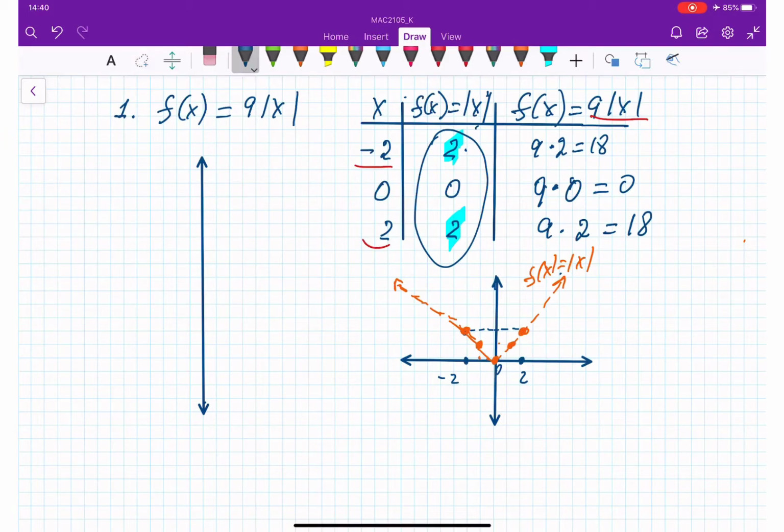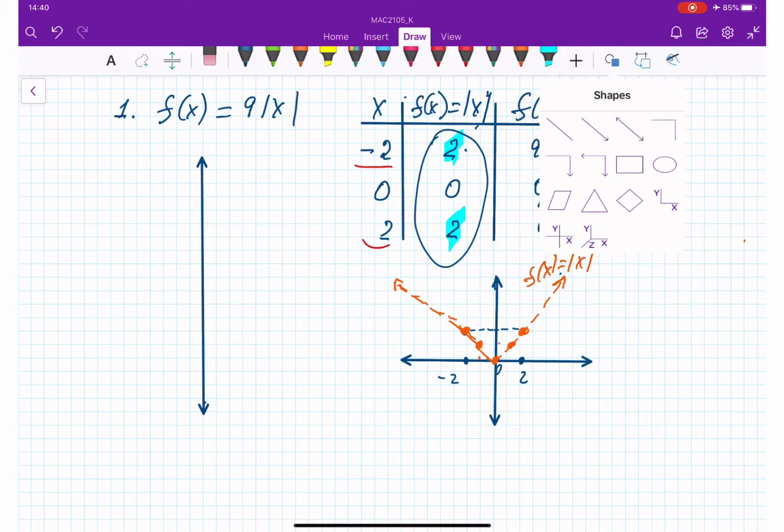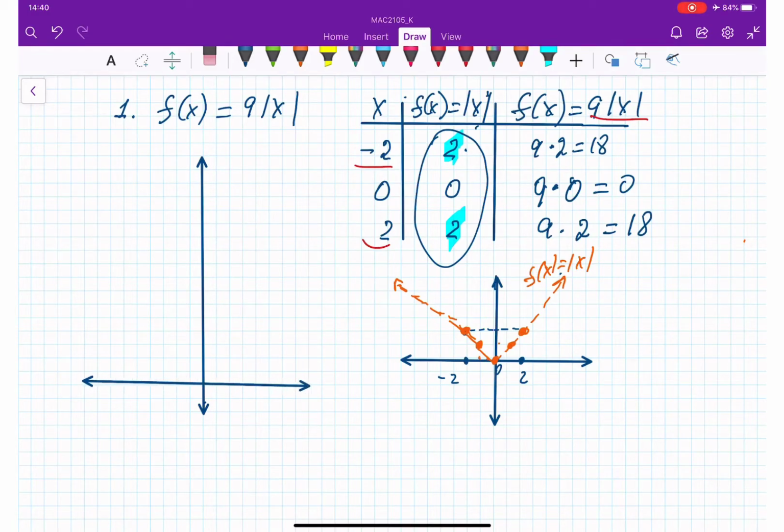And so we need to get 18. 1, 2, 3, 4, 5, 6, 7, 8, 9, 10, 11, 12, 13, 14, 15, 16, 17, 18. Okay, so this is going to be our, because we have here 18, we have here 18, so we need that 18. And we have negative 2, and we have positive 2.